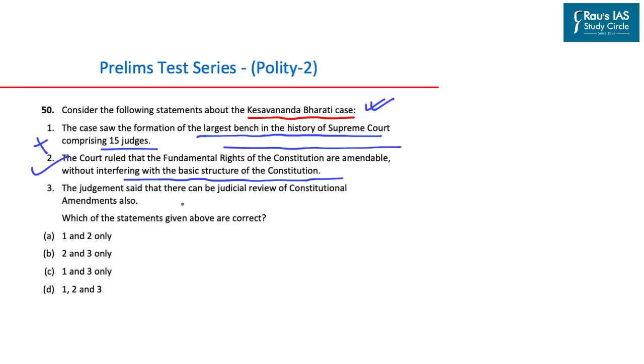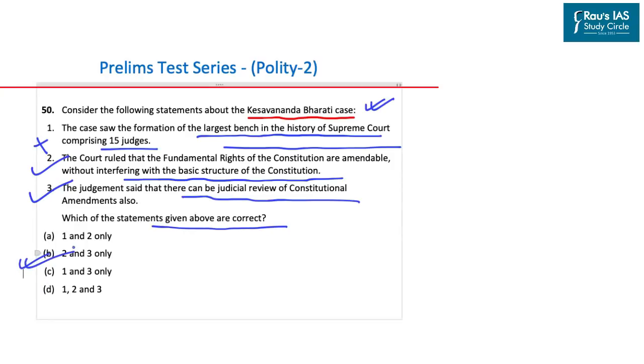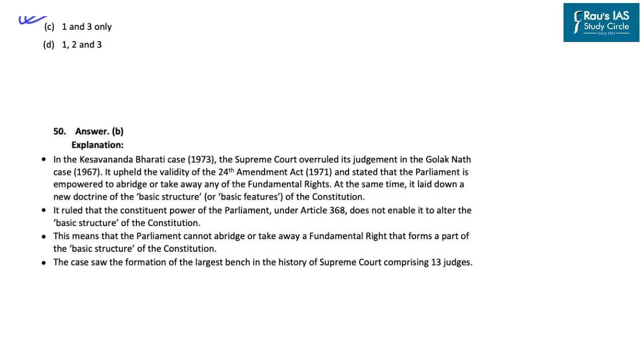Third, the judgment said that there can be judicial review of constitutional amendments also. Yes, this is also correct. So the question was, which of the statements given above are correct? So the correct answer here becomes 2 and 3, that is B. Now, as you can see in the explanation of this test series, it mentioned that in the Kesavananda Bharati case, the Supreme Court overruled its judgment in the Golaknath case, and it upheld the validity of the 24th Amendment and stated that Parliament is empowered to abridge or take away any of the fundamental rights.